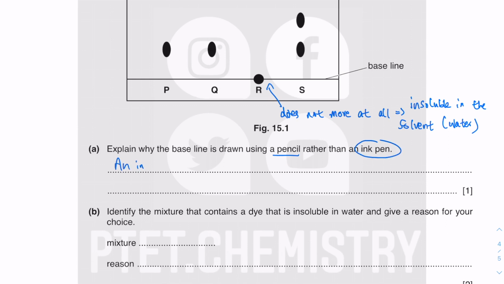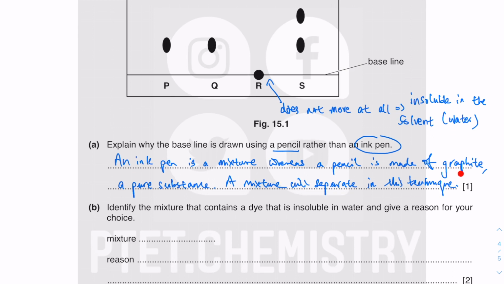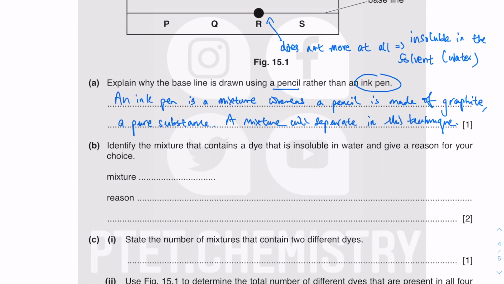So explain why the baseline is drawn using a pencil rather than an ink. Well, an ink pen is a mixture, whereas a pencil is made of graphite, which is a pure substance. So a mixture will separate in this technique as well, but not the one drawn by pencil, which is made of graphite, and it will not separate into different substances at all, okay, because it's only one pure substance.